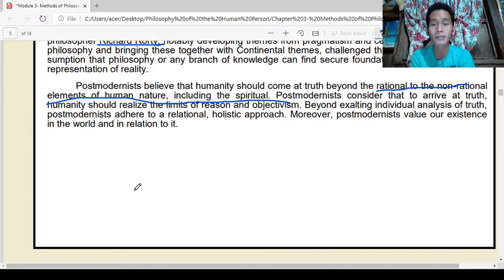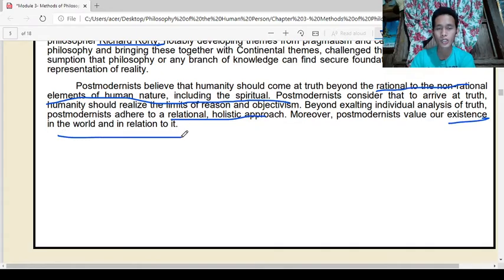There are things that cannot be explained by rational discipline, diba? Cannot be explained by science, diba? There are really things that cannot be explained by scientific disciplines through reason, diba? There are really things that cannot be explained through objectivism. Beyond exalting individual analysis of truth, postmodernists adhere to a relational or holistic approach. Moreover, postmodernists value our existence in a world and our relation to it.